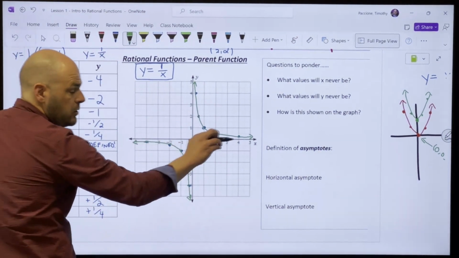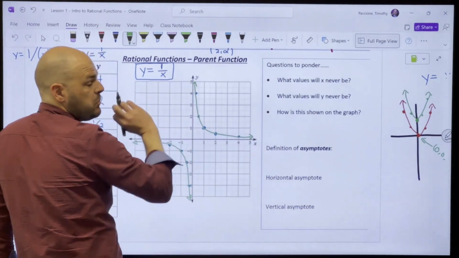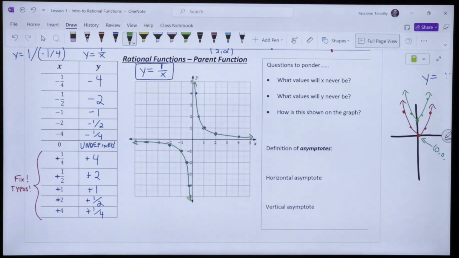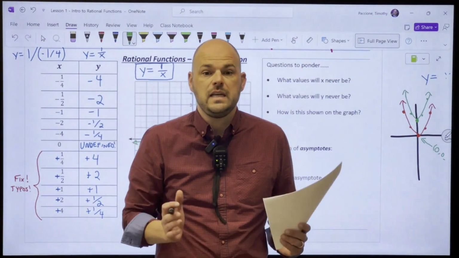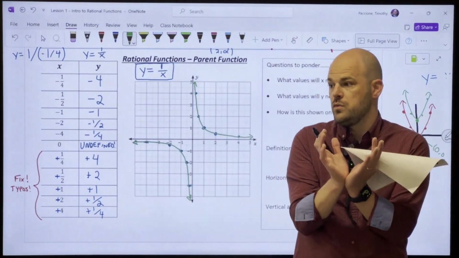Where we know it will get closer and closer to 0 in both of those situations, okay? So there's a couple different ways to talk about those situations. But before we do, I want to talk about those key points. Remember we talked about its parent function, right? So if we're going to move this thing around, we need key points that we can move, right?